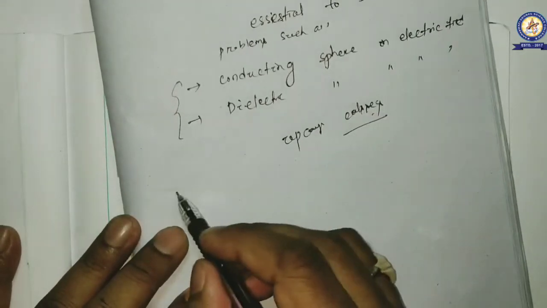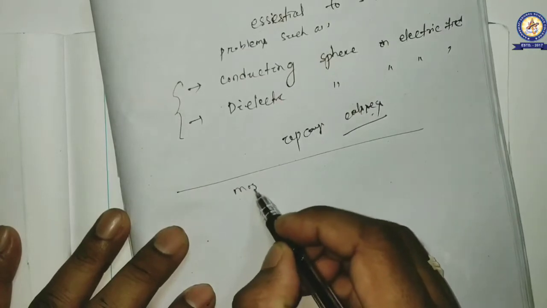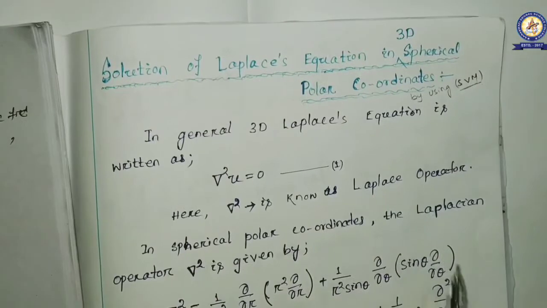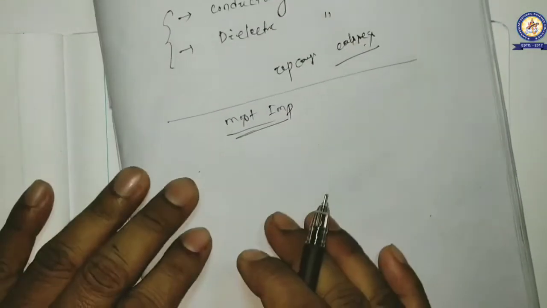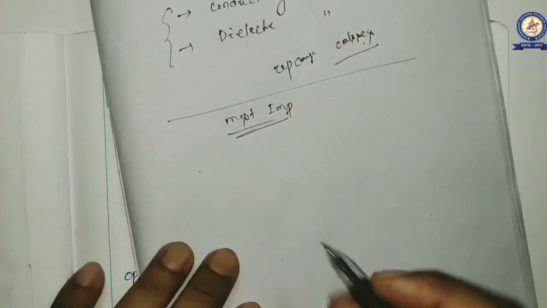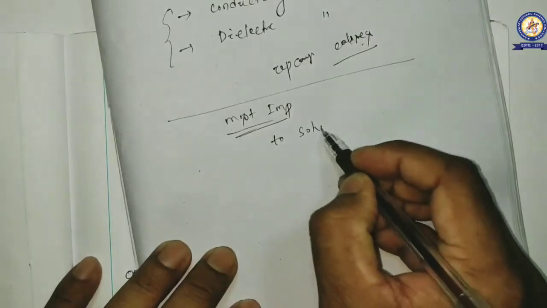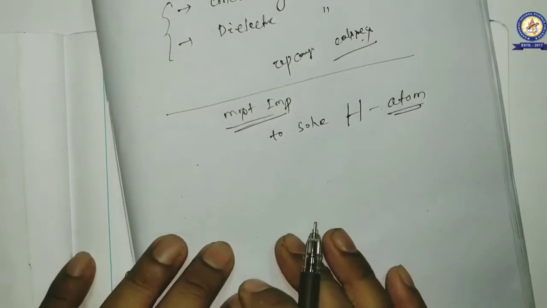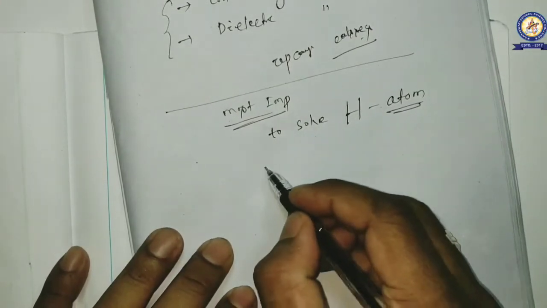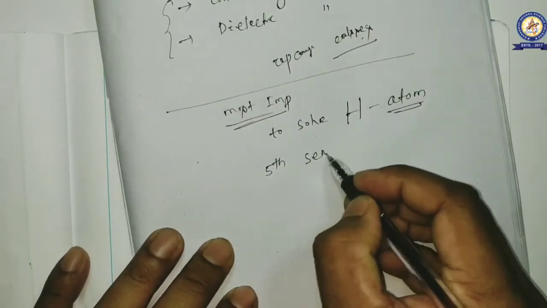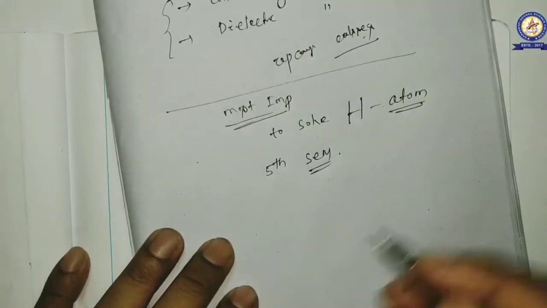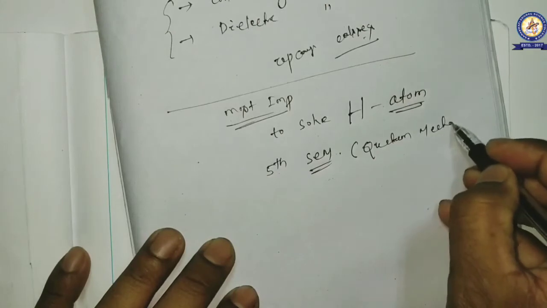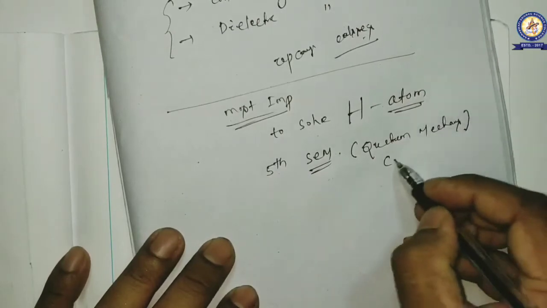And most important, this derivation is essential to solve the hydrogen atom, which you are going to study in your fifth semester in quantum mechanics, that is your Core Paper 11.